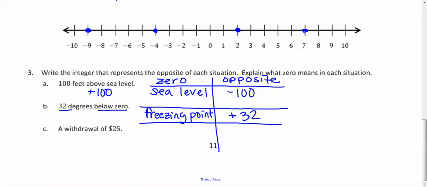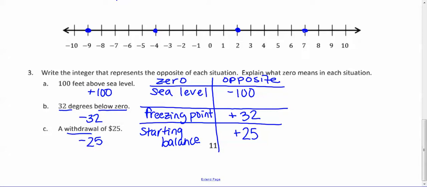All right. And the last one, it says a withdrawal of $25. Withdrawal means you're taking money out of your account. So this one would be a -25. Oh, we should write that this one is a -32 up here as well. All right, so we have -25. So if we have 0 in the account, that would be what we would call our starting balance. And then the opposite of taking 25 out would be putting $25 in your account. All right, so that's what you should have on your paper. Please make sure you label everything so that it's very clear.